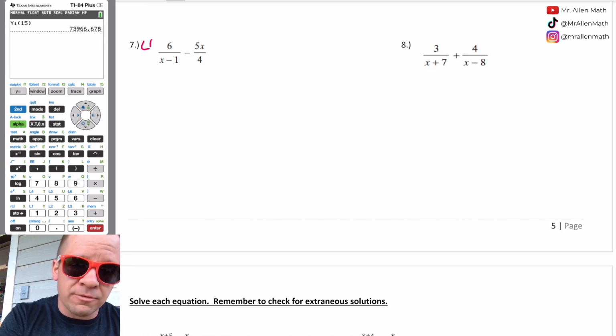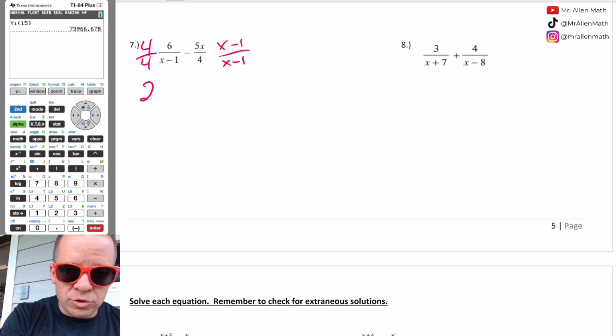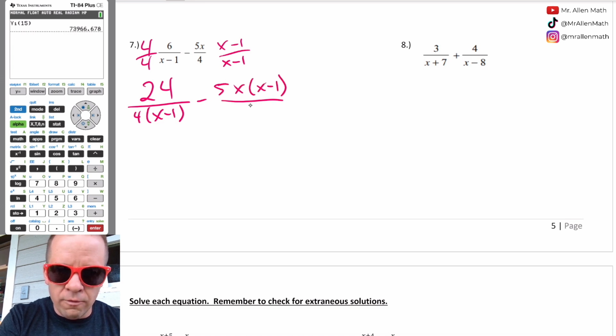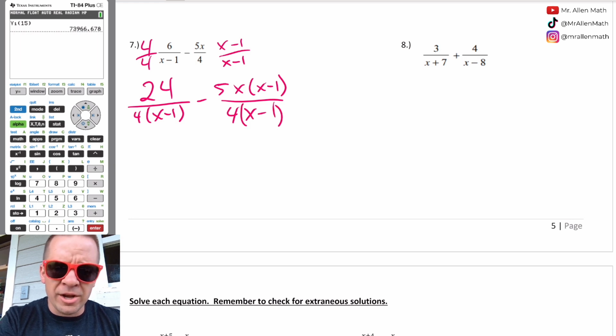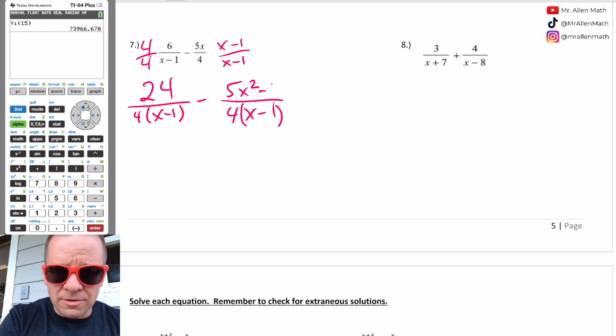I need to multiply this first one by 4 over 4, and this one by x minus 1 over x minus 1. So my first one, I'm going to have 24 over 4 times x minus 1, and my other one, I'm going to have 5x times x minus 1 over 4 times x minus 1. And why don't I go ahead and, maybe I'll just distribute that 5x minus 1 right in there. Let me just do that. Okay. So we're going to have 5x squared, right? And then I will have the minus 5x.